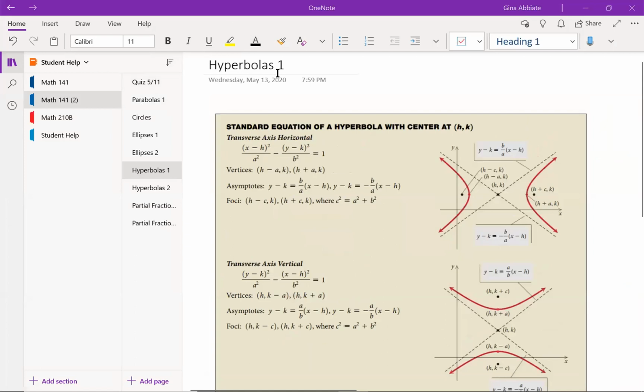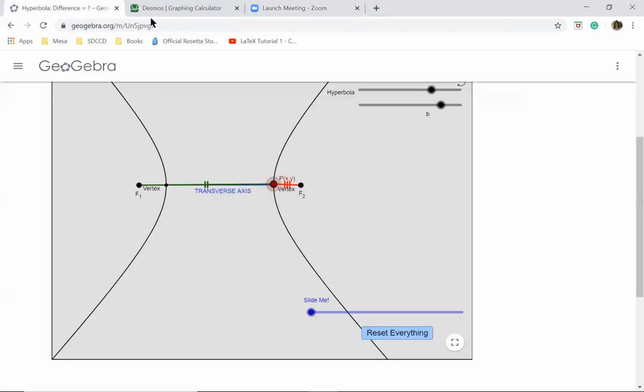This is a GeoGebra, and it shows you how a hyperbola is created. Notice that we have two focus points, which are sitting in the interior of the hyperbola.